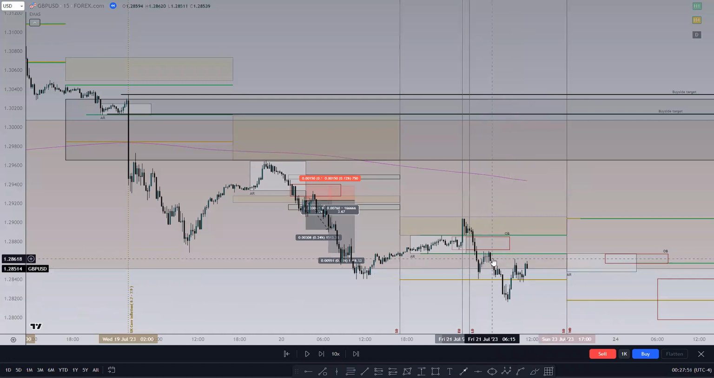So that sums up my overview of the setups that took place between Monday the 17th of July up until Friday the 21st of July.